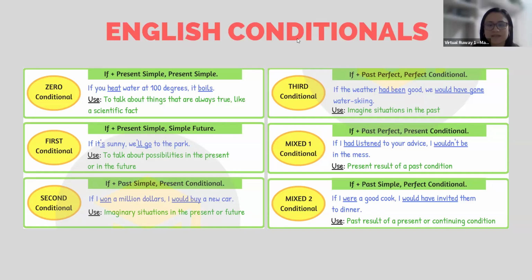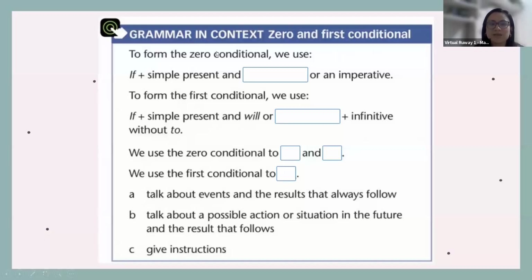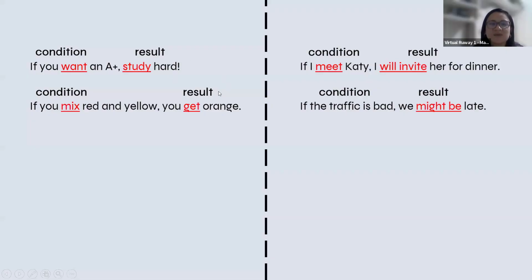Let's see here. Good evening. We are on page number 100 from the book, right? Unit number 9. And we have the grammar in context, 0 and first conditional. This is a review because these topics, we saw them in previous months, right? So here we have the structure, okay? We have two structures. We have the condition and we have the result. How do I know which conditional is it? Because of the grammar, right?